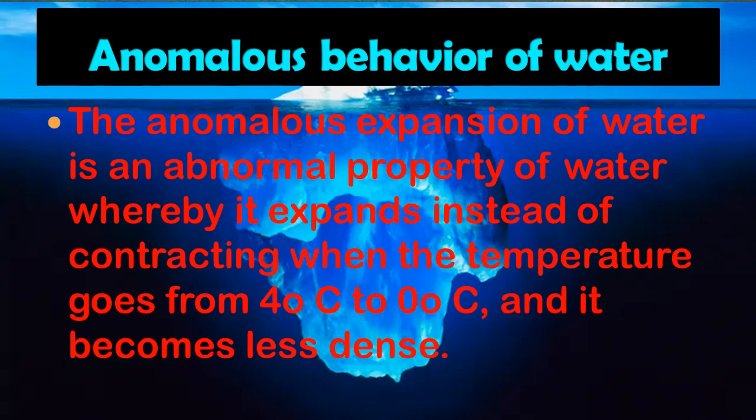So students, the anomalous expansion of water is an abnormal property of water whereby it expands instead of contracting when the temperature goes from 4 degrees Celsius to 0 degrees Celsius, and it becomes less dense. So this is an abnormal behavior of water in which from 0 degrees Celsius to 4 degrees Celsius the water should be expanding and its volume should increase, but instead its volume decreases. That means the water becomes contracted. So this is the anomalous behavior of water from 0 degrees Celsius to 4 degrees Celsius only.